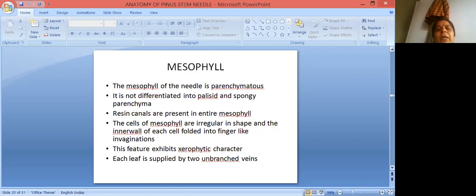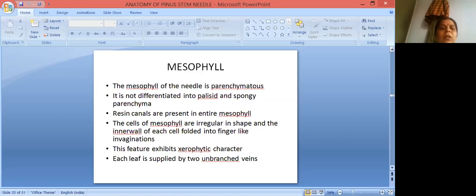Each leaf is supplied by 2 unbranched veins. And these infoldings or invaginations are nothing but peg-like structures. Each mesophyll cell is polygonal or irregular and it is filled with a large number of chloroplasts. Presence of chloroplasts means it exhibits photosynthetic activity. And these peg-like infoldings or invaginations of cellulose also arise from the inner wall of the mesophyll cells.